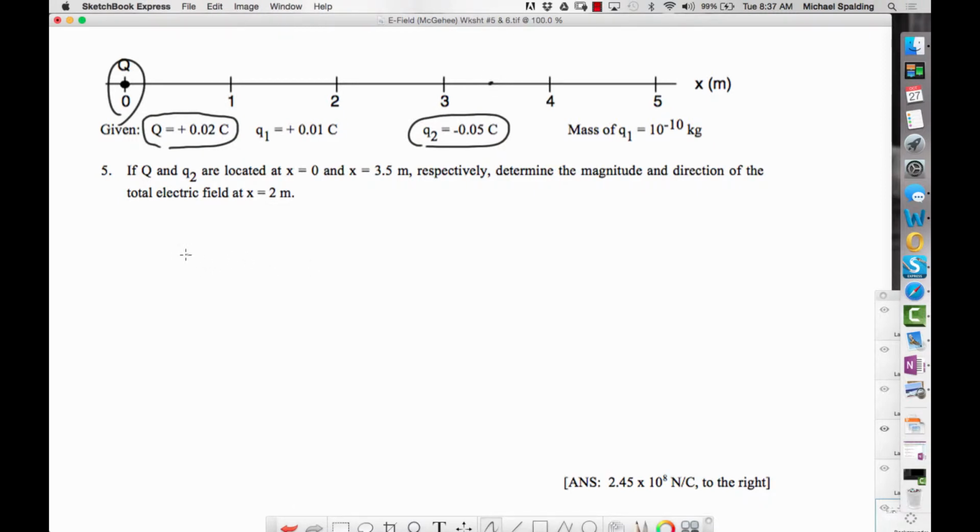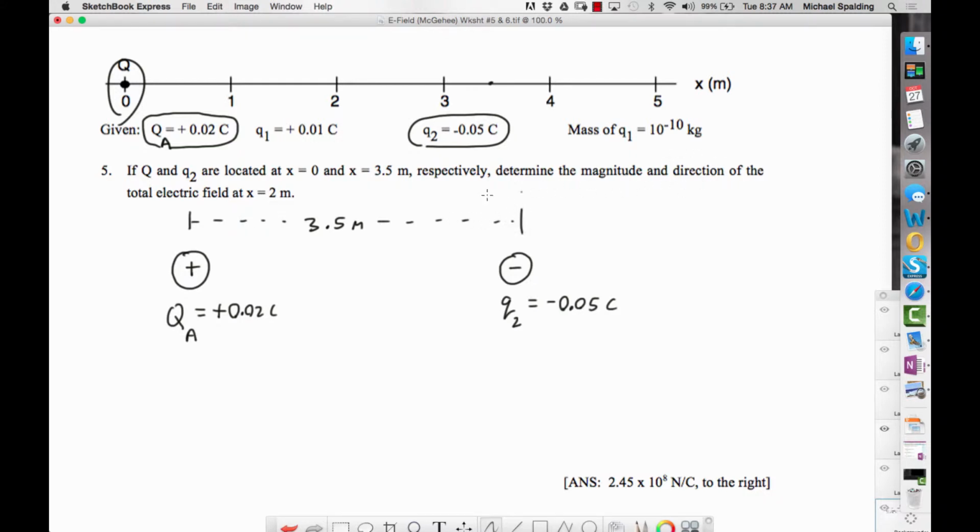So I'm gonna diagram this down here. So we have charge Q, and you know what? I'm gonna take the liberty and call this QA, just so we can talk about it. Charge A, QA is equal to positive 0.02 coulombs, and then over here we have charge 2, which is negative. We're going to label this guy Q2, negative 0.05 coulombs, and the total distance of separation is 3.5 meters.